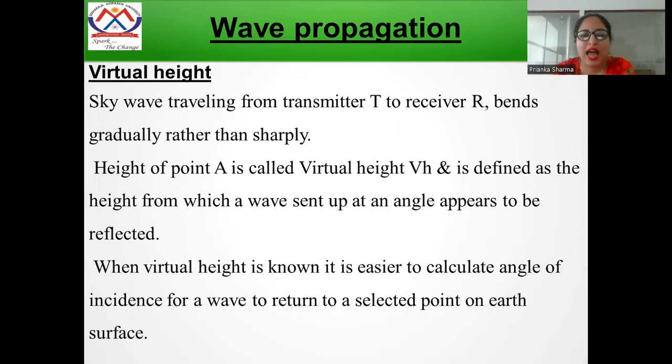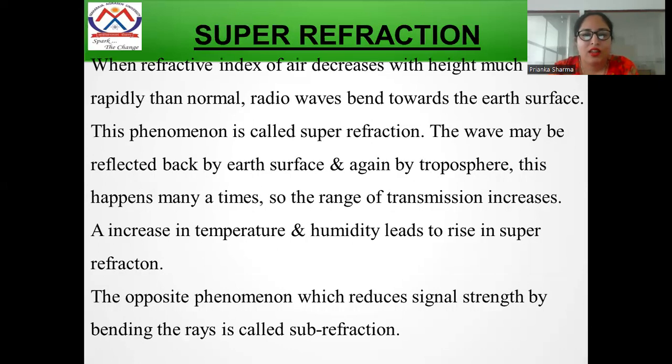Virtual height. Sky wave traveling from transmitter T to receiver R bends gradually rather than sharply. The height of point A is called the virtual height VH and is defined as the height from which a wave sent up at an angle appears to be reflected. When the virtual height is known, it is easier to calculate the angle of incidence for a wave to return to a selected point on the Earth's surface.